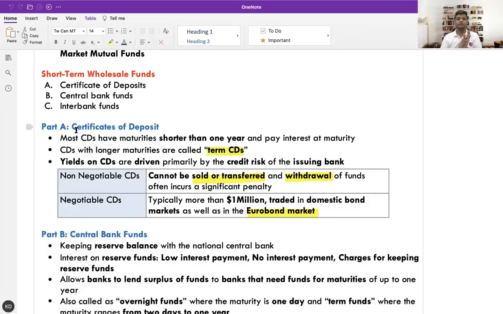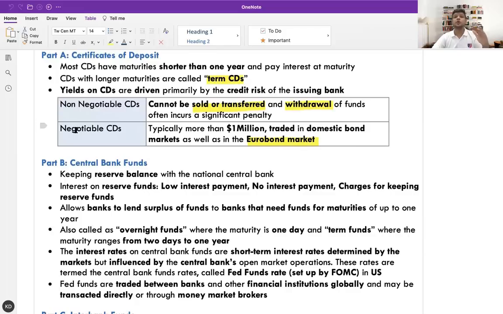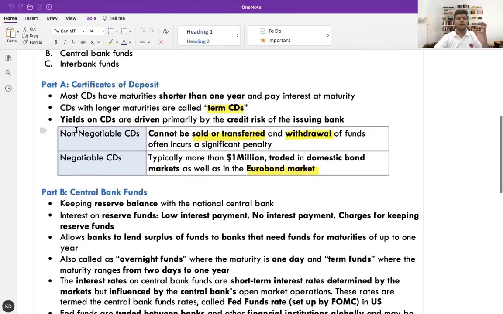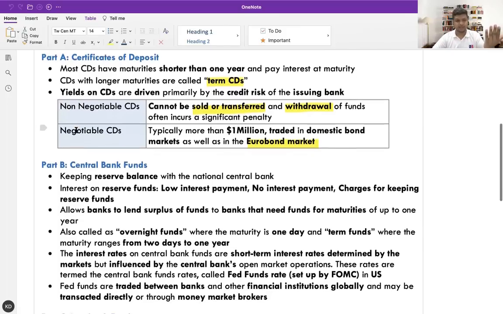Correct? So most of the CDs issued by banks are actually negotiable CDs because that gives investors more flexibility. However, if the banks want to issue non-negotiable, they can, but then the investor is locked till maturity. Clear? Everyone? So whenever you want to invest in a CD, you should always check whether it's non-negotiable or negotiable. Now that's one way through which banks can raise money from the open market or from general investors.